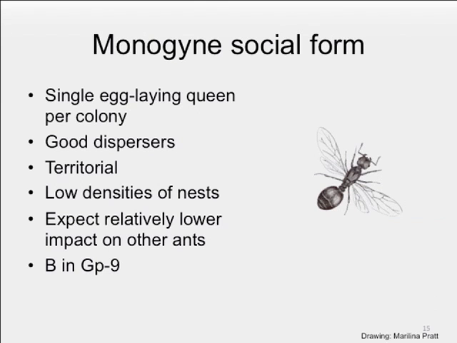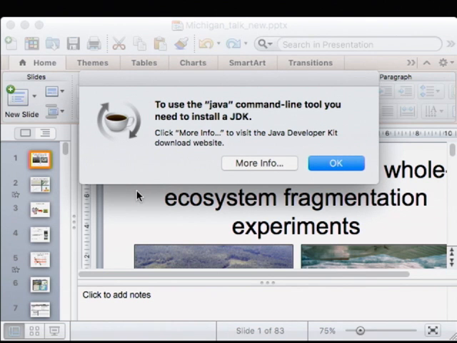So the first is the monogyne social form. Monogyne means single queen. They contain a single egg-laying queen per colony. And they're really good dispersers. So these virgin queens fly out of their nests in their mating flights, high up in the air, and mate in the air, and descend to found independent colonies far away from their natal nest. The workers have territorial behavior. They're aggressive against non-nest mates. And this behavior leads to territories that are over-dispersed in space and relatively low densities of fire ants.